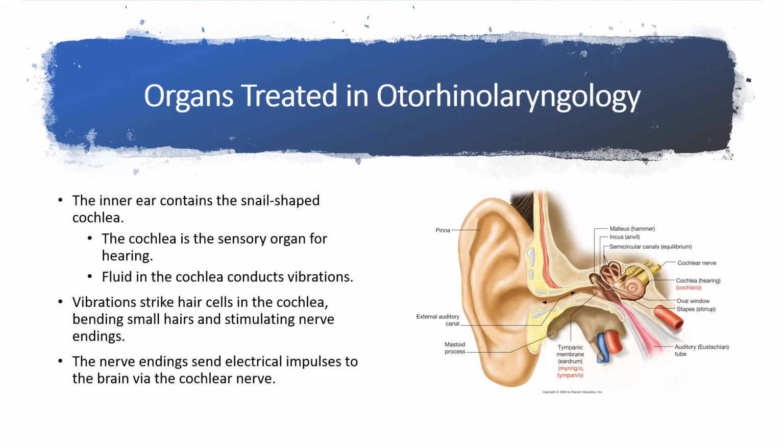The inner ear contains the snail-shaped cochlea. The cochlea is the sensory organ for hearing. Fluid in the cochlea conducts vibrations. Vibrations then strike hair cells in the cochlea, bending small hairs and stimulating nerve endings. The nerve endings send electrical impulses to the brain via the cochlear nerve.